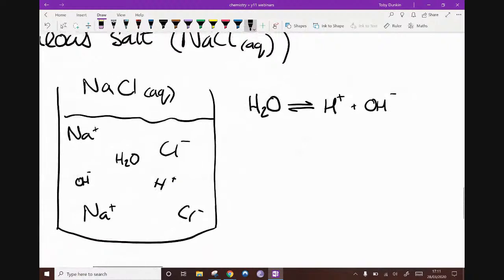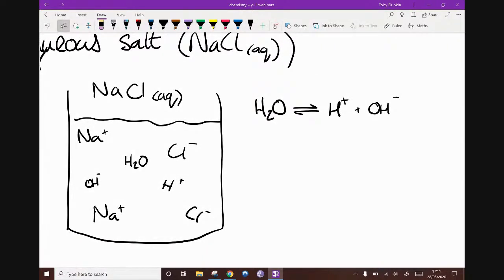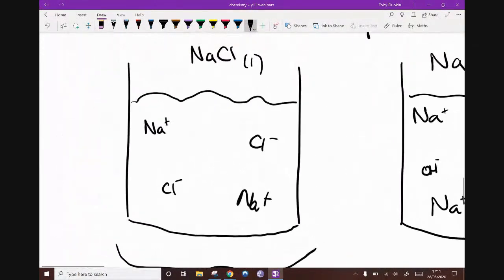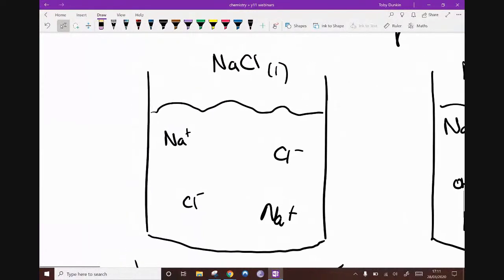So this is something that's happening all the time in water. Every now and again, it's about 1 in 10 million, 10 to the 7. So for every 10 million waters, one has fallen apart. And what that means is it just provides me with these two ions as well. And that's really important. Now, I'm going to focus on the molten because it's the easiest, and then we're going to drop to aqueous.